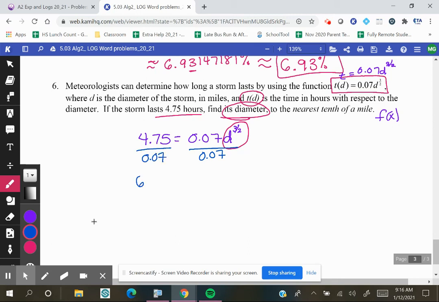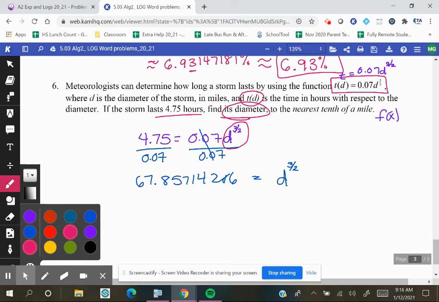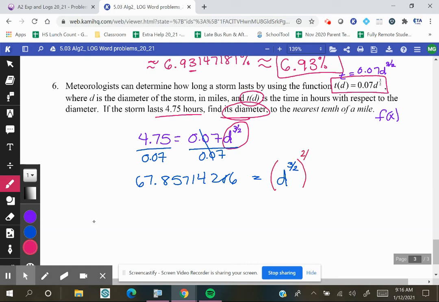Now I have 67.85714286 equals, those cancel, D to the 3/2. Now in scenario 2, if you need to, pause your video, go back and look at your 5.02 notes to see what we do when the variable is in the base. So you should have either remembered or looked up that when your variable's in the base, we want to get it to become D to the first power. So what we can do is raise it to the reciprocal, because when we raise a power to a power, we multiply the exponents. And 3/2 times its reciprocal of 2/3 gives you 1. So that's going to give me D.